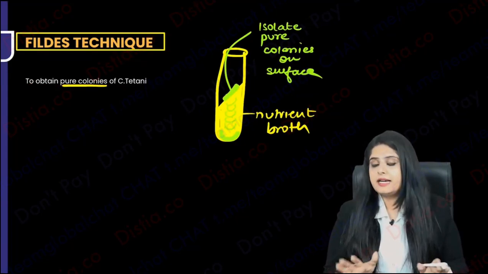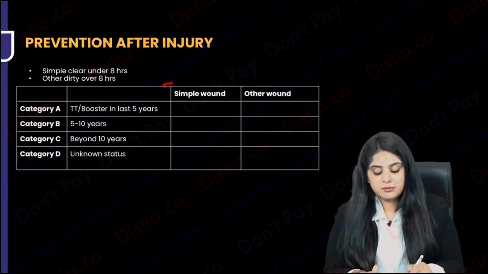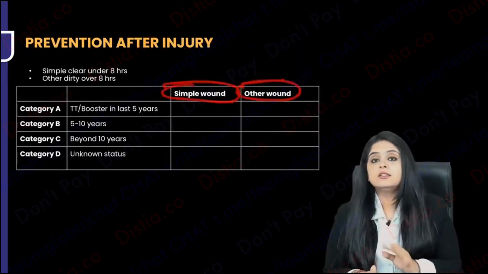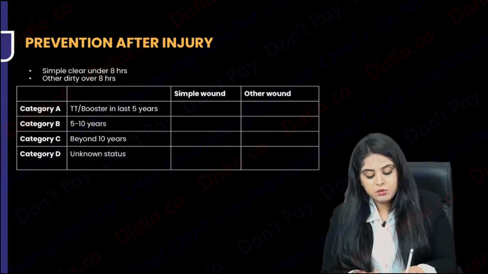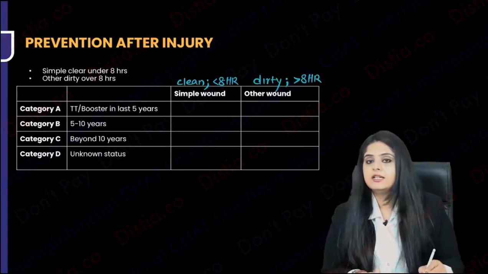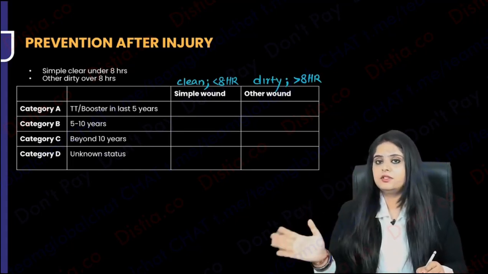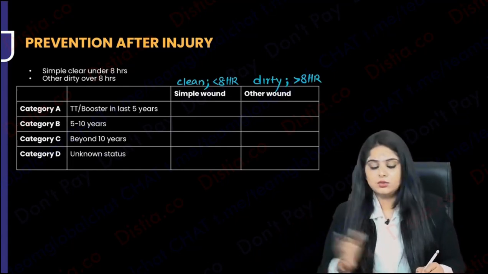Finally, before I end tetanus part, you obviously all have to know how you are going to do the prevention, whether a person comes to you with a simple wound or other complicated wound. Simple wound matlab if it's a clean wound and the duration of the wound has been less than 8 hours. Complicated other wound matlab if there's a dirty wound and the duration has been over 8 hours. Right? That is the definition of simple complex. Simple is clean, other one is dirty. Simple is under 8 hours, other one is over 8 hours.